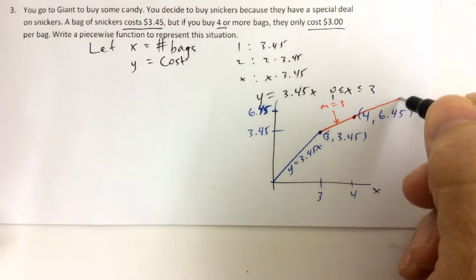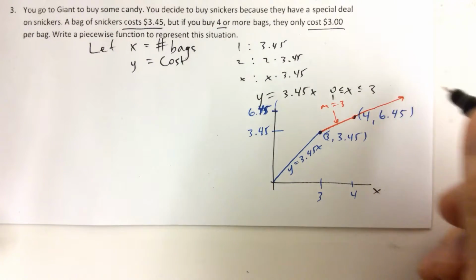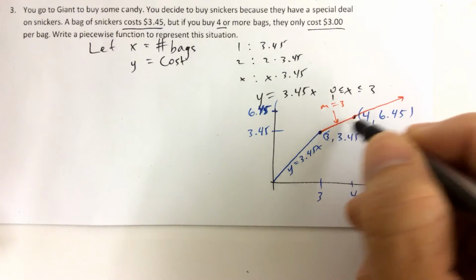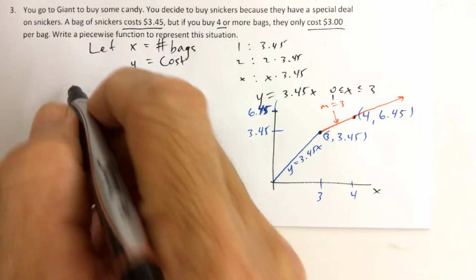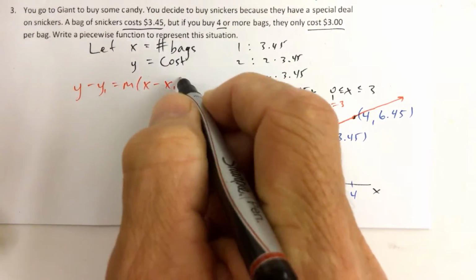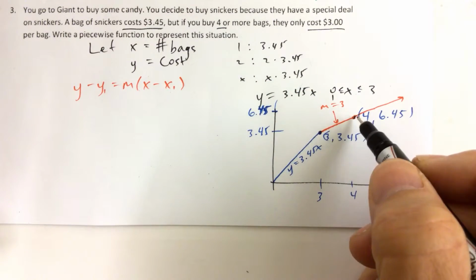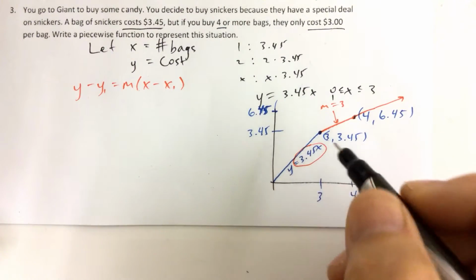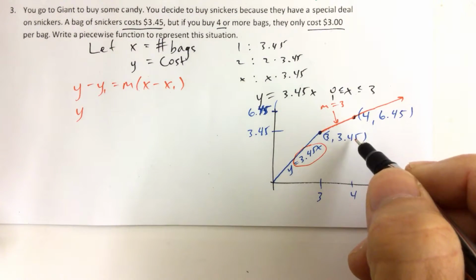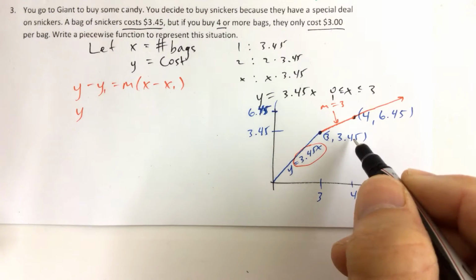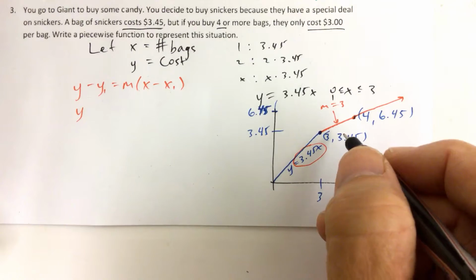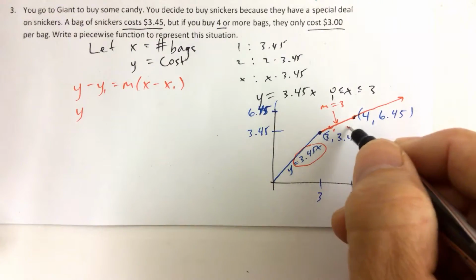And again, this would keep going forever. That's at least what they say, that no matter how many more bags you buy, they're going to each be $3 per bag. So we need to come up with the equation of this piece. We're going to use the point-slope form of a linear equation. We're going to just use the 3 and the 3.45 for our x1 and our y1. We could use the 4 and the 6.45, but those numbers are bigger, so I choose to use these other 2 numbers.